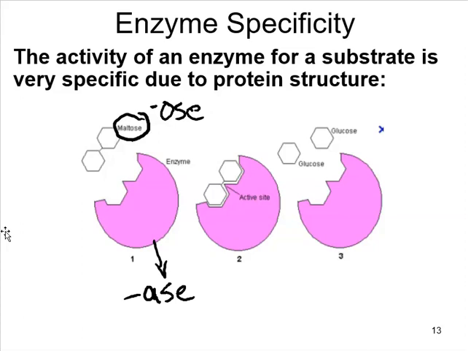Maltase is perfectly shaped, right? That active site's perfectly shaped to accept a maltose molecule. It can break 1,000 maltose bonds per second. And it's only going to bind to maltose molecules because of that specific shape of the active site.